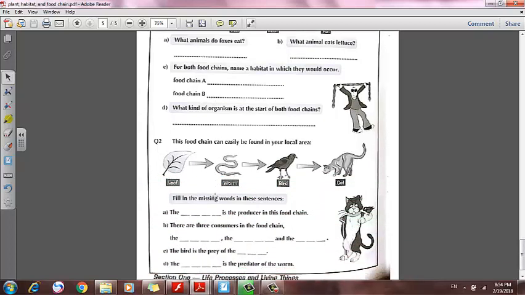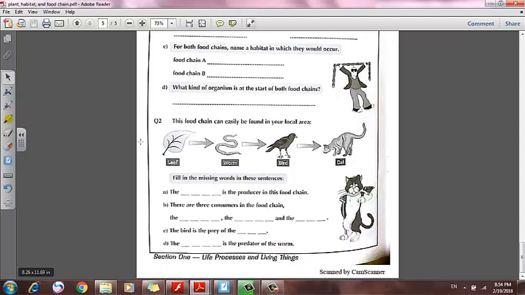This food chain can easily be found in your local area. Leaf eaten by the worm, and worm eaten by the bird, and bird eaten by cat. Fill in the missing words in these sentences. The leaf is the producer in this food chain. We have only one producer, which is the plant. There are 3 consumers in the food chain: worm, bird, and cat.